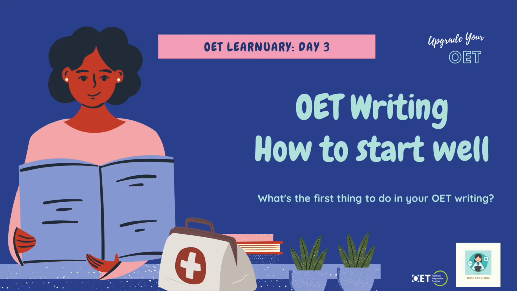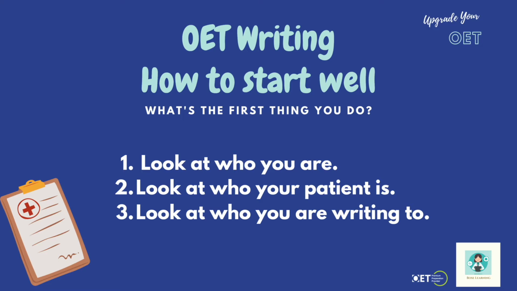So as I say, this is day 3, and this time we're going to be looking at the OET writing, and in particular, how to start well. And my question for you is, what's the very first thing you do in your OET writing? The first thing you should be doing is looking at the information given to you in the case notes and thinking about who you are, who your patient is, and who you're writing to. So those are the 3 things to focus on. Find out who you are, who your patient is, and who you're writing to.